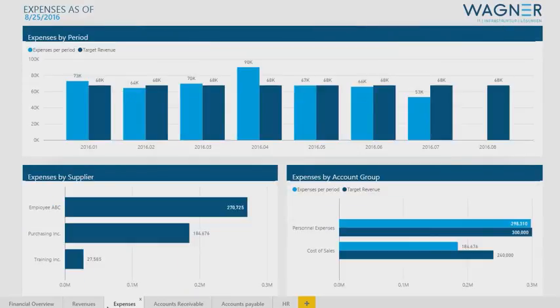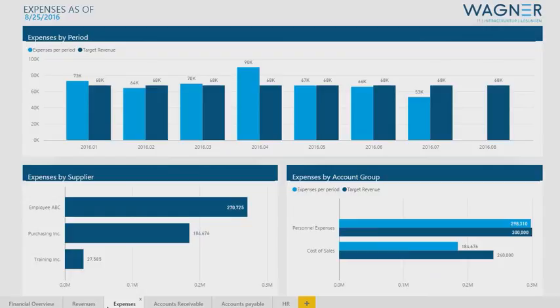Moving on to the expenses page, we see expenses by period, account group, and supplier. The expense bars shown in dark blue reflect the costs we budgeted for, and the expense bars in light blue show the actual expenses. One very useful feature of this page is the ability to use specific drill downs to find the source of an unusually expensive month.